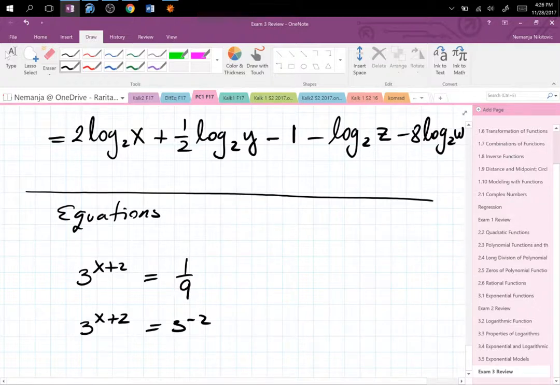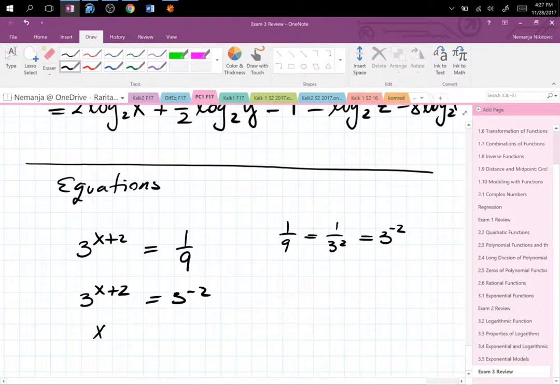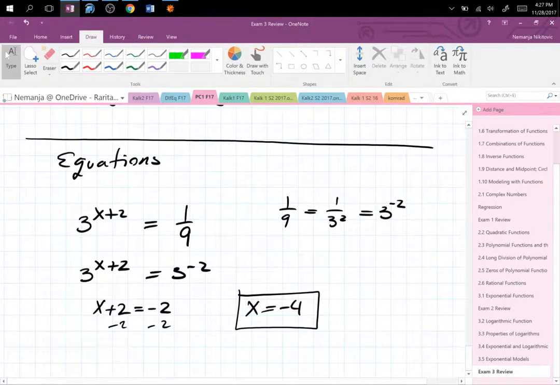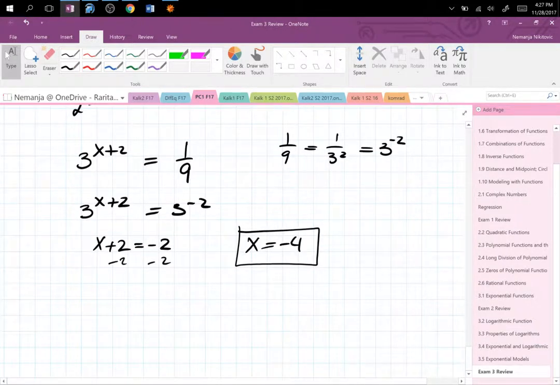Right? You can write 1 over 9 as 1 over 3 squared, and you can bring 3 squared up, changing the sign on the exponent. This is all your basic algebra from last semester. And now you use the comparison, not the conversion, to say that x plus 2 is equal to negative 2. Subtract 2 on both sides to get x equals negative 4. Now if you plug negative 4 back in the original problem to check, you get 3 to the negative 4 plus 2, which is 3 to the negative 2, which is 1 over 3 squared, which is 1 over 9. So problems like this are solved by comparison.